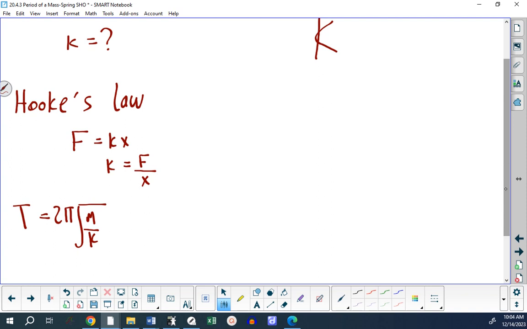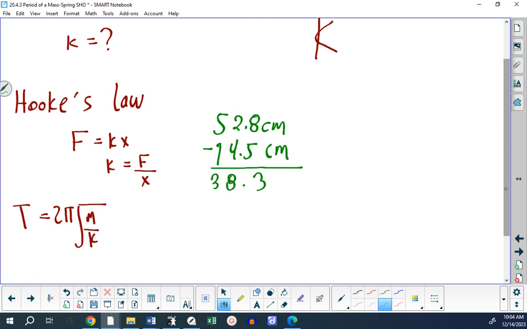But that means that this x, and this is just my scrap work, you have lots of places where you can write stuff down, this x is going to be 52.8 minus the 14.5, which is 38.3. Okay. So again, we're not doing a formal lab here. We're just in teaching and learning mode.